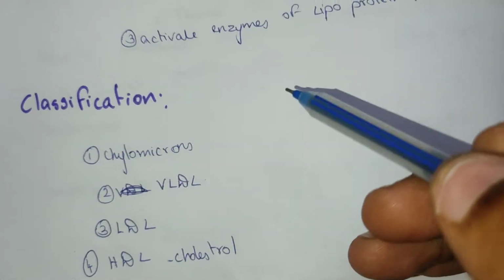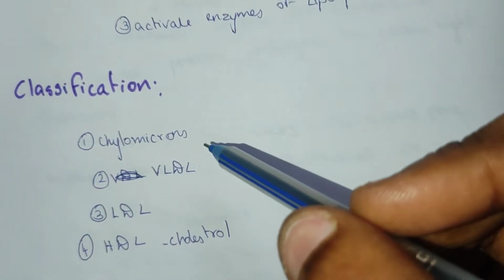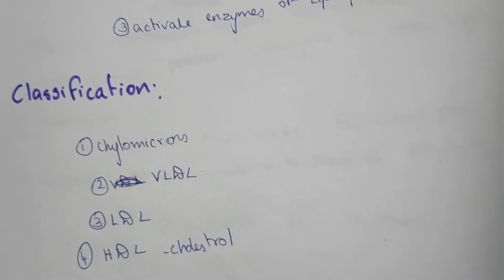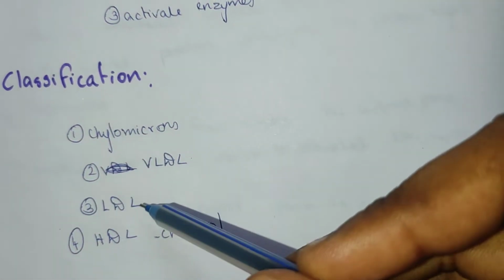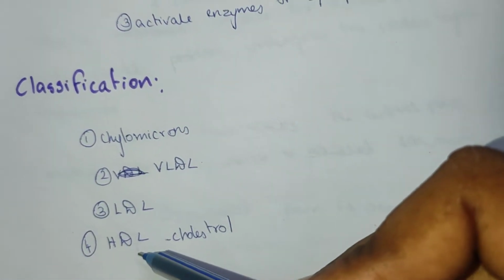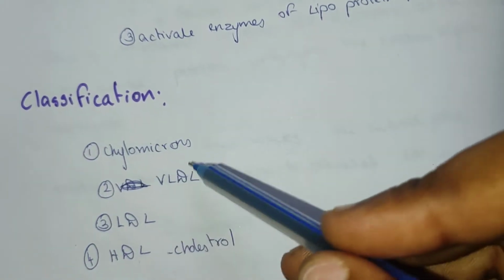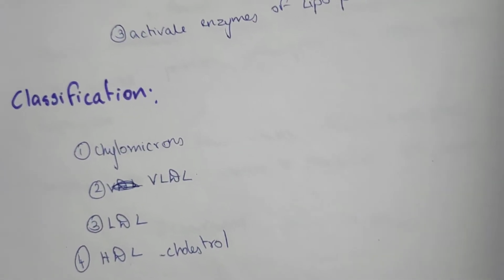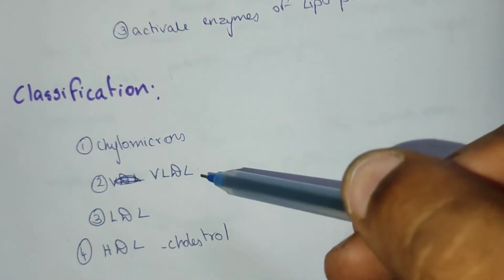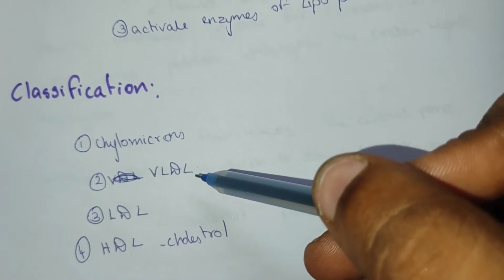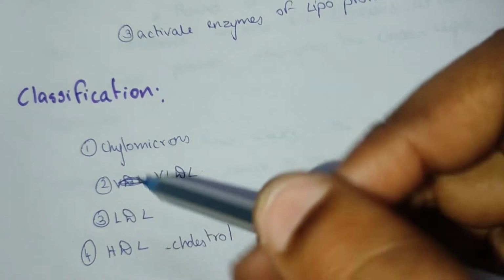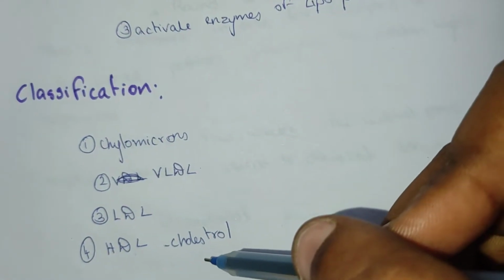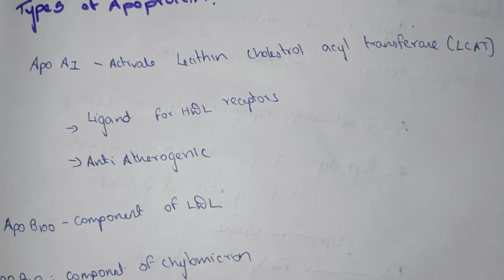Classification. The lipoproteins are classified into 4 types. The first one is chylomicrons. Next is very low density lipoprotein, then low density lipoprotein, as well as high density lipoprotein. These are the 4 types of lipoprotein. In this video you will see about the chylomicrons and very low density lipoprotein. In the next video you will see about the low density lipoprotein as well as high density lipoprotein.